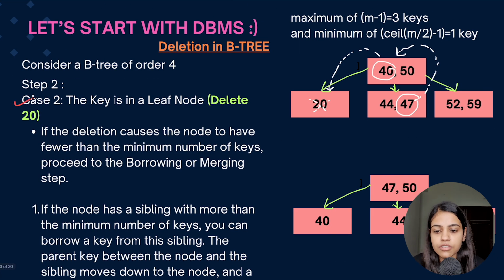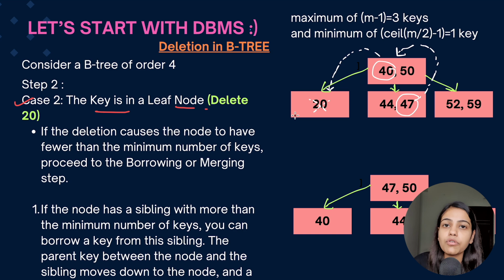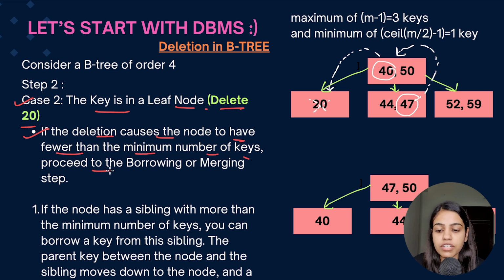Now coming to case 2, where the key is in the leaf node, but there is a possibility that deleting that particular key leaves the node with fewer than the minimum required number of keys. So consider that I am deleting 20. If the deletion causes the node to have fewer than the minimum number of keys, proceed to the borrowing or merging step. So we have to follow a borrowing or merging step. Now how can we do that? Here I have to delete 20, but if I delete 20, the minimum number of keys needed, which is 1, would be violated.